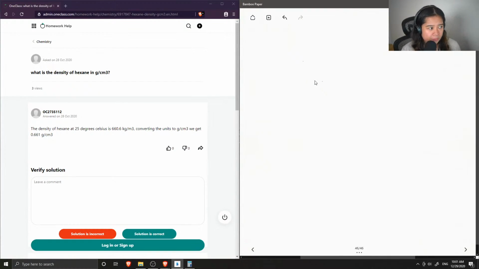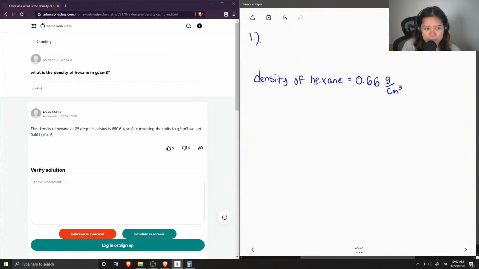Okay, so question 1 just asks, what is the density of hexane in grams per centimeter cubed? Okay, so if you look at the MSDS of hexane, or in just some of its physical and chemical properties, you'll find that it has a density of 0.66 grams per centimeter cubed.